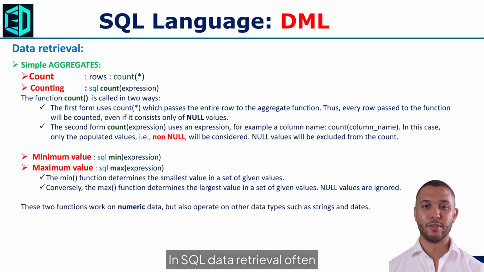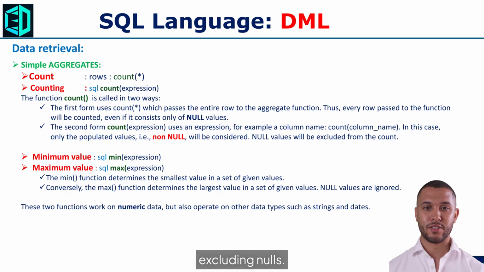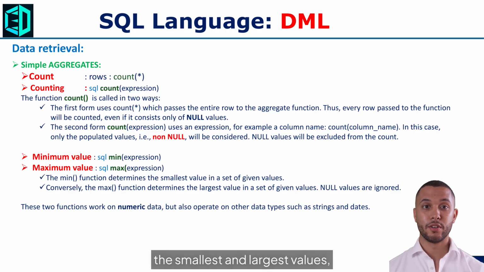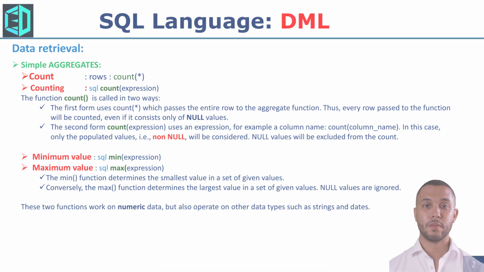In SQL, data retrieval often involves using simple aggregates. The count function can count all rows or specific expressions, excluding NULLs. MIN and MAX functions find the smallest and largest values, respectively, applicable to numeric and other data types.